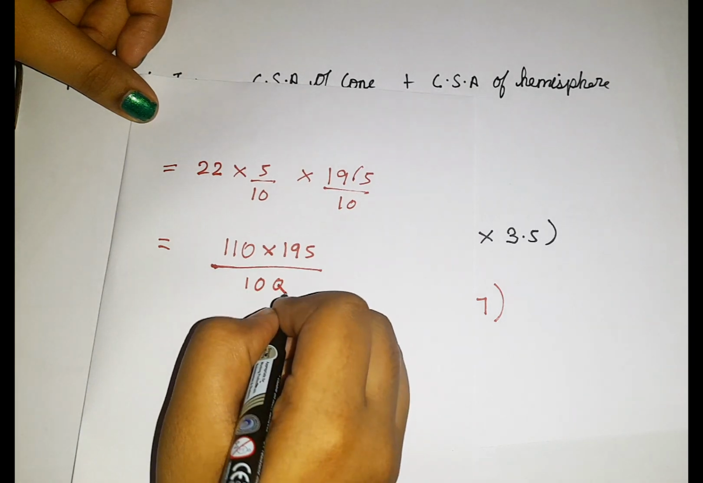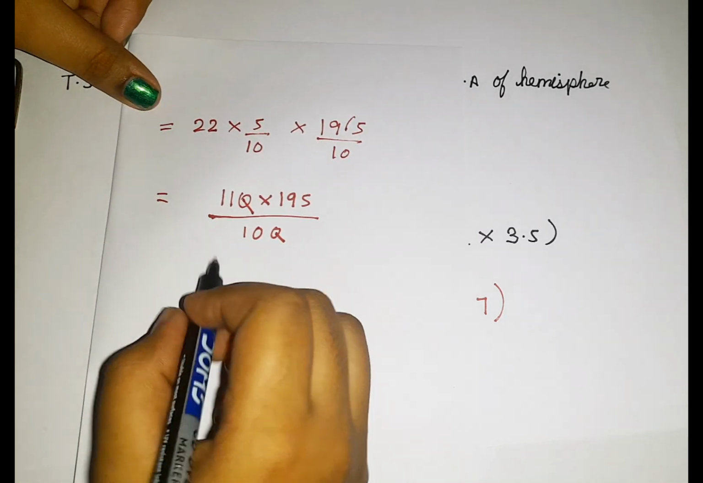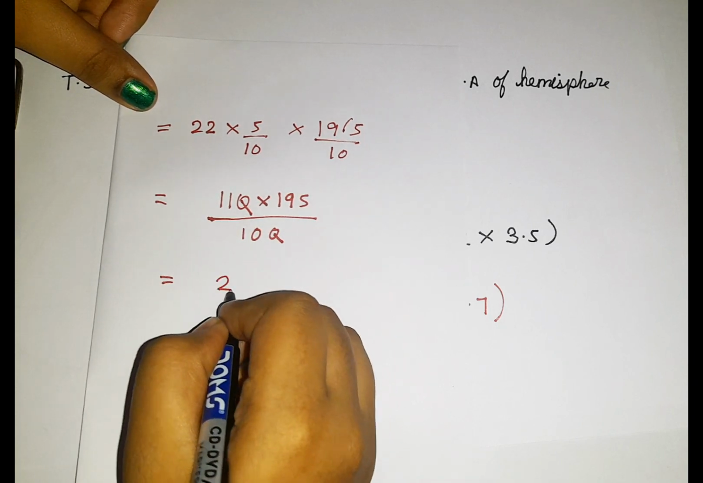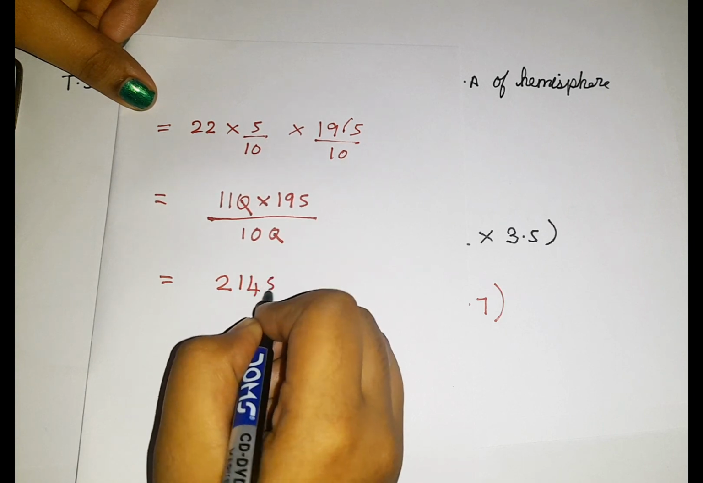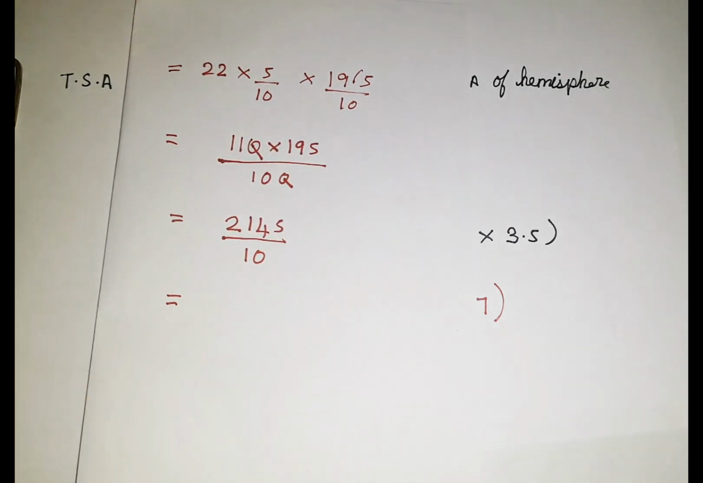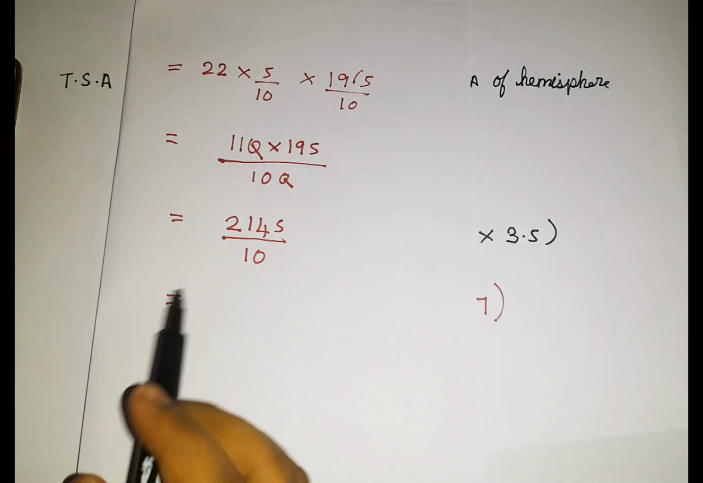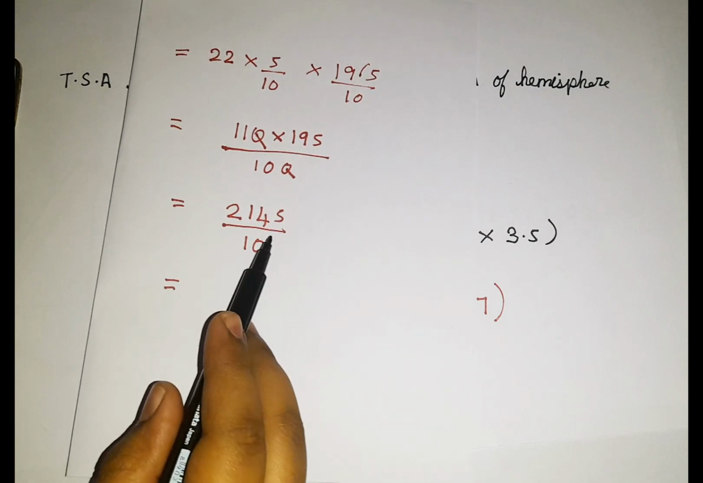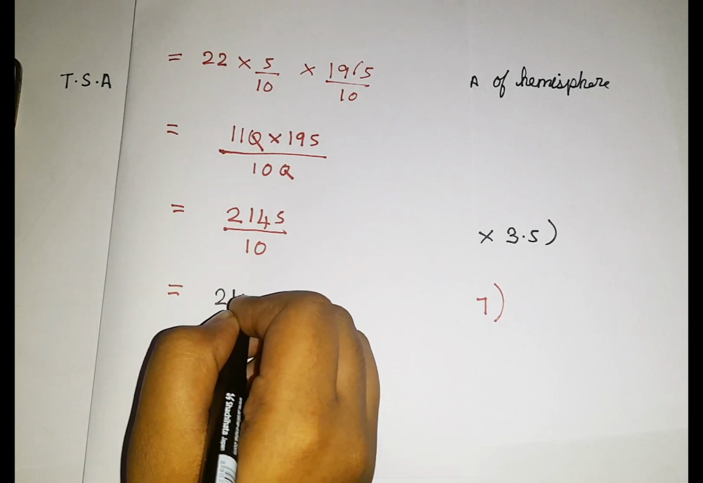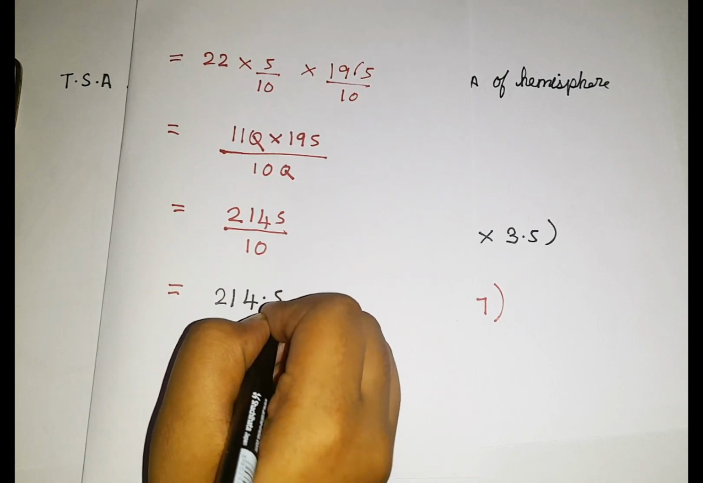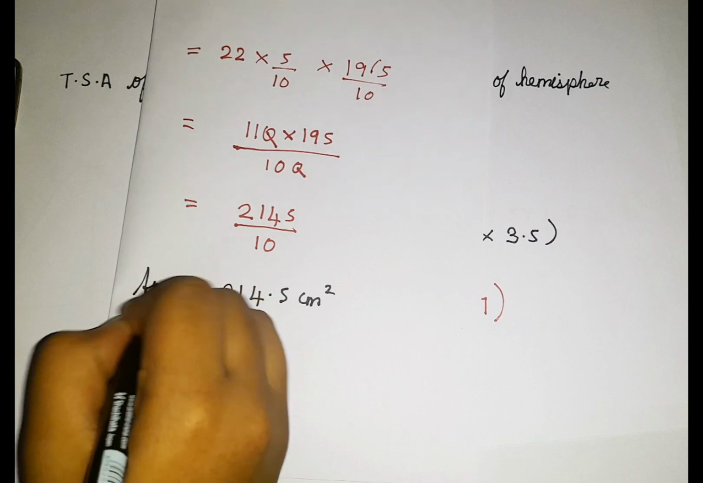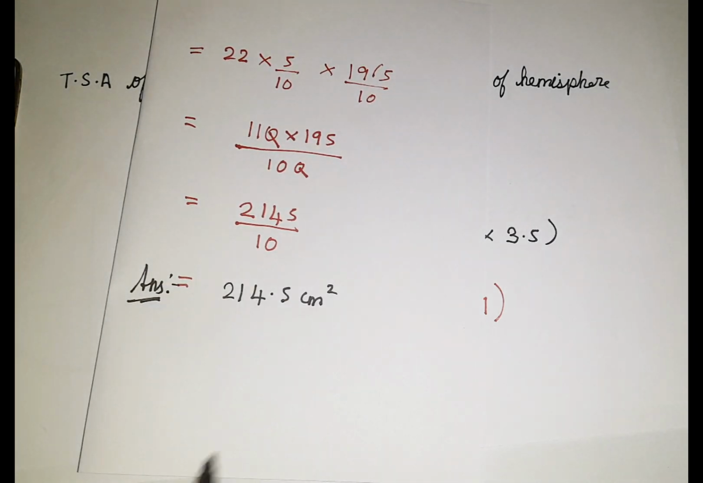Now I can just cancel this 0 and this 0, and then 11 into 195 is 2145. By 10, so I just wrote the 10 as it is, and then is equal to, so now since I have 2145 by 10, I can write in point. That means I can write 214.5 centimeter square. I can actually write it like this. So this will be the answer.